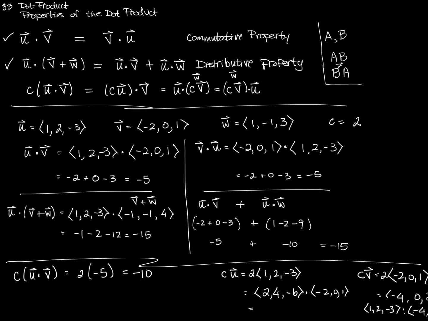This is going to give me 2 times negative 2 plus 4 times 0 plus negative 6 times 1, which is negative 10. And this one here is going to give me 1 times negative 4, which is negative 4, plus 2 times 0, plus negative 3 times 2, which is also negative 10. So this property holds. So those are the 3 primary properties of the dot product that we need to concern ourselves with.